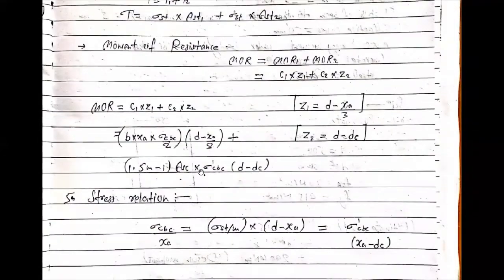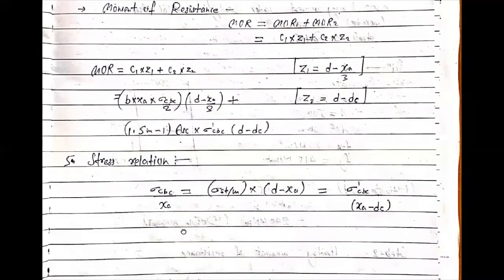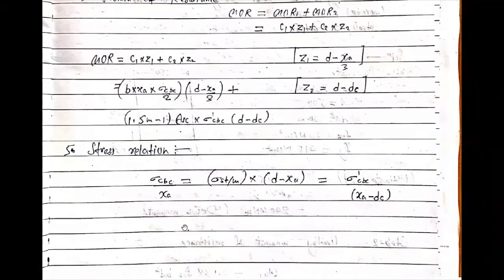Coming back to the stress relation, this expression you have to remember, as it gives the stress relation: sigma cbc upon xa is equal to sigma st upon m multiplied by (d minus xa), which is equal to sigma dash cbc upon (xa minus dc). So this was all with the analysis part.